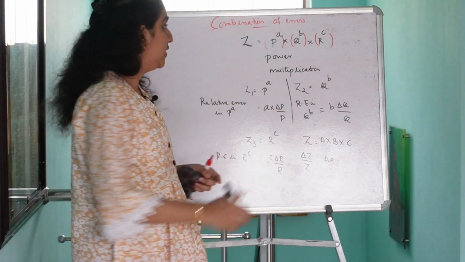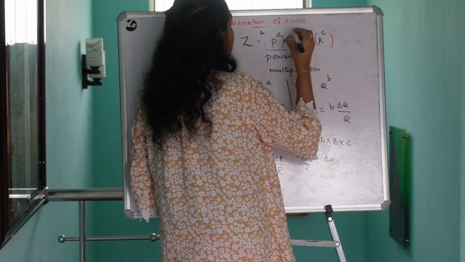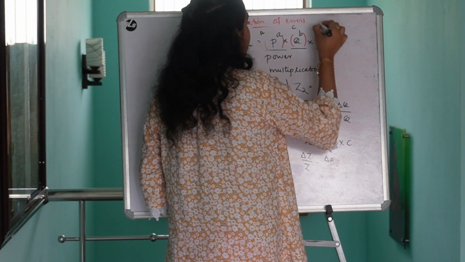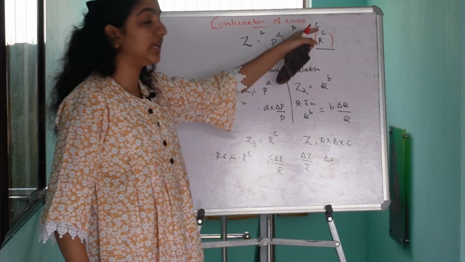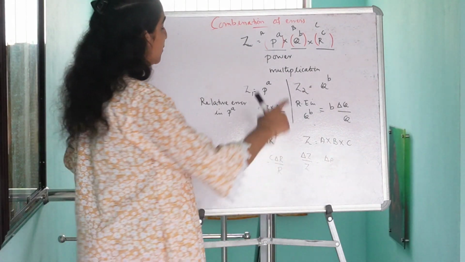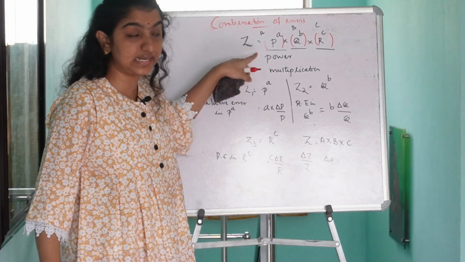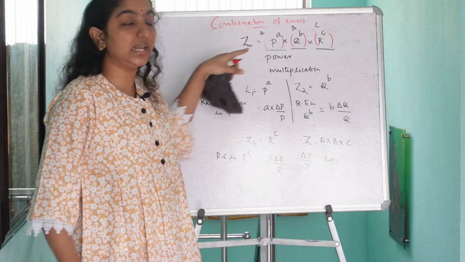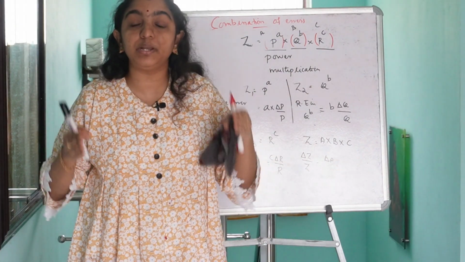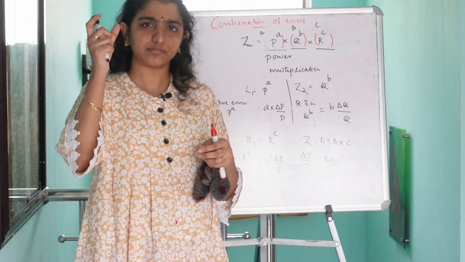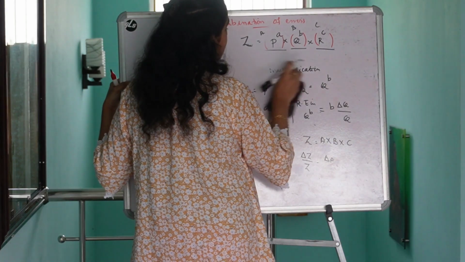Is it clear? So we can say this p power a is a single term a, this q power b is a single term b, and this r power c is a single term c. Is it clear, guys? So how do we find the relative error in the resultant when three physical quantities are being multiplied? We simply add up the relative errors in individual measurements. So what is the relative error in the first term p power a?